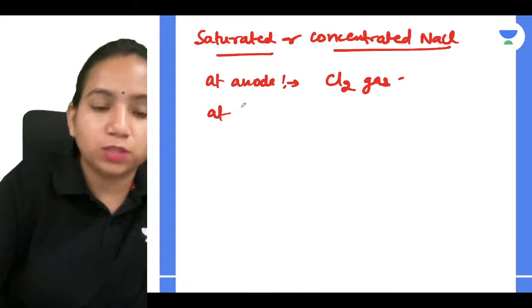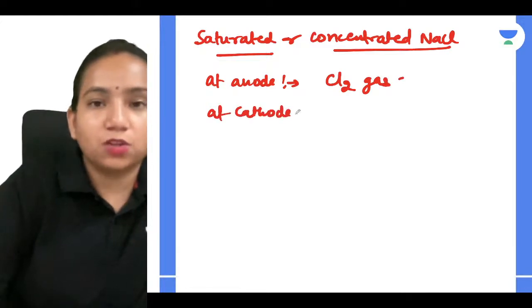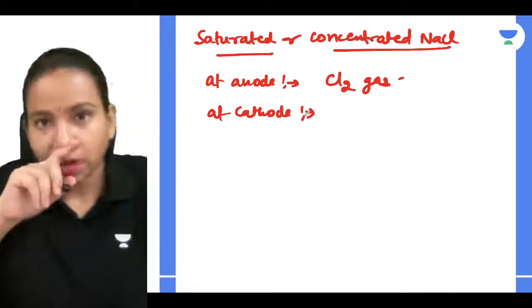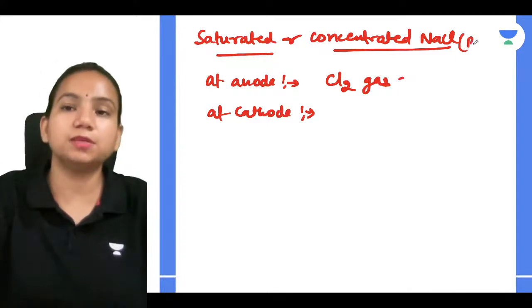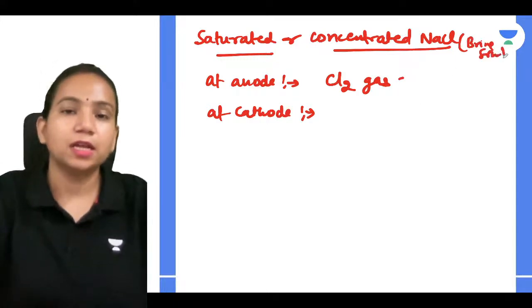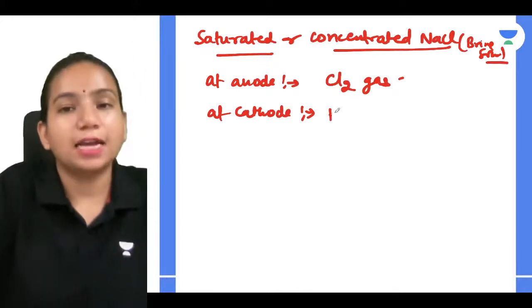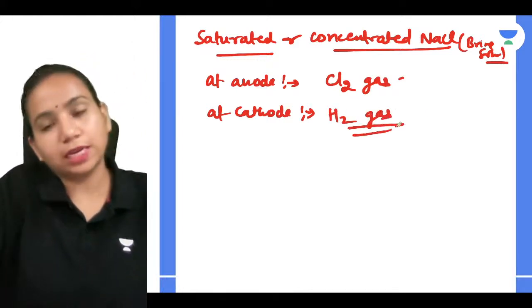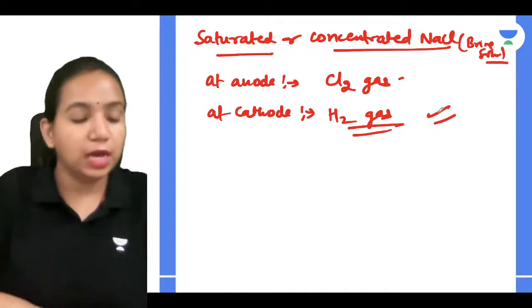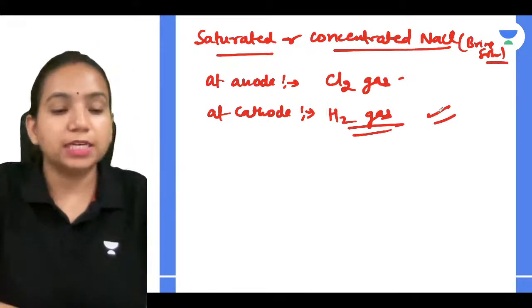And at cathode, what will you get, guys? Saturated or concentrated NaCl means brine solution. So you will be getting hydrogen gas at cathode. Clear with it, guys? So this is going to be the difference regarding the electrolysis.